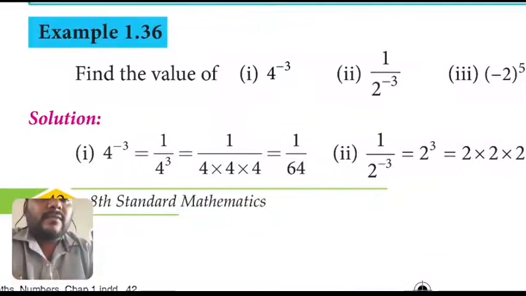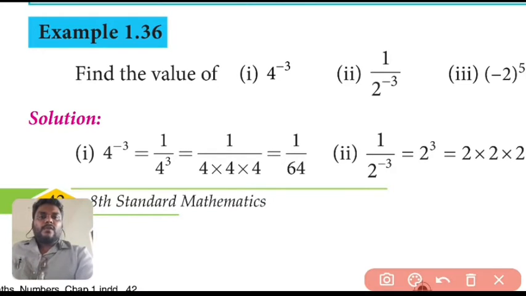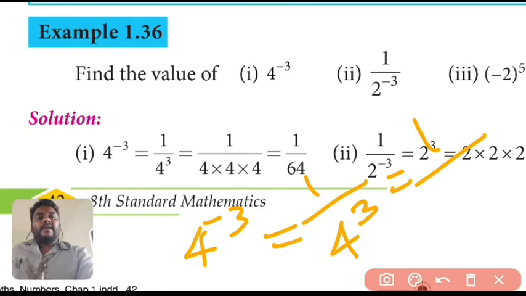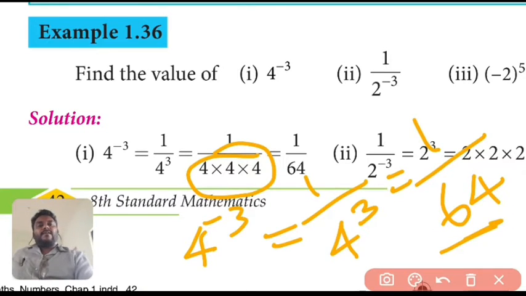Okay, so first we are going to solve the first one. 4 power minus 3. Here I am using the negative power rule: we write 1 by taking the reciprocal, then it becomes a positive power. So 1 by 4 power 3, equal to 1 by 4 into 4 into 4. 4 4s are 16, 16 4s are 64. So 1 by 64 is the answer for the first one.